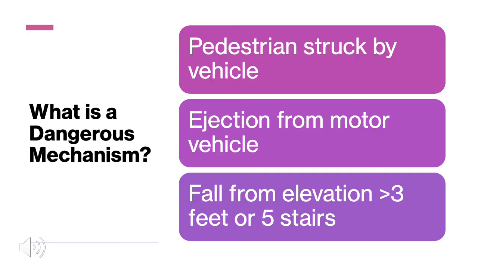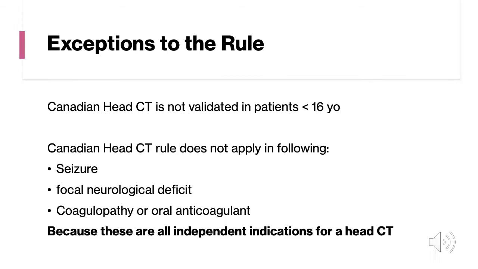One thing that catches my eye about these rules are vague things like dangerous mechanism being one of the inclusion criteria. So what is a dangerous mechanism for the Canadian CT head rule? These include pedestrian struck by vehicle, ejection from a motor vehicle, or fall from an elevation of 3 feet or 5 stairs. Any rule has exceptions, and the Canadian head CT rule is no different.